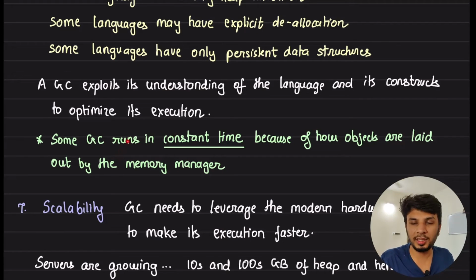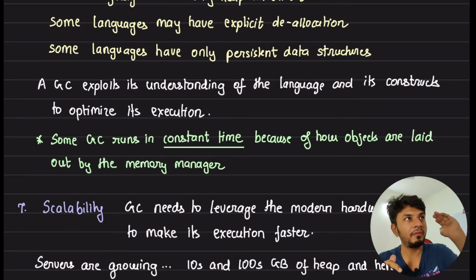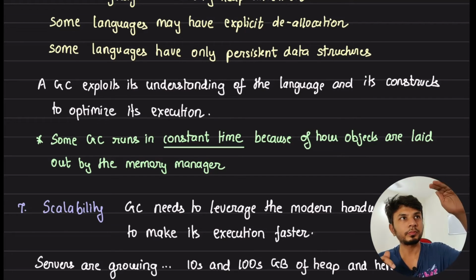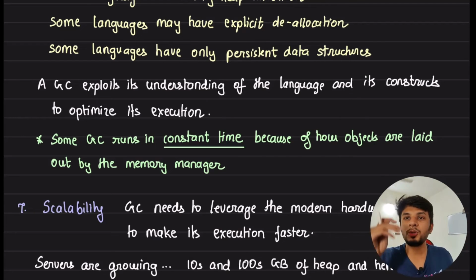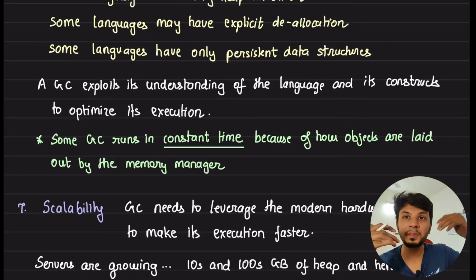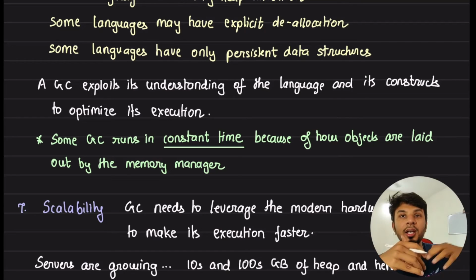For example, there are a few GCs that run in constant time because of how objects are laid out by the memory manager. Whenever an object is allocated, it is allocated in a particular way in the memory of the language. And if you know that this is how the objects will always be allocated, you can quickly find out how to do your GC in constant time, because that's the way the objects are allocated in memory. And depending on other ways of allocation, how objects are created, deleted, and referenced, you can make a lot of optimizations on a garbage collector.